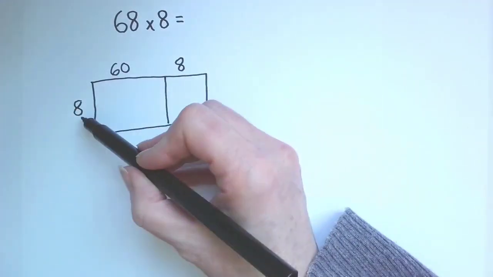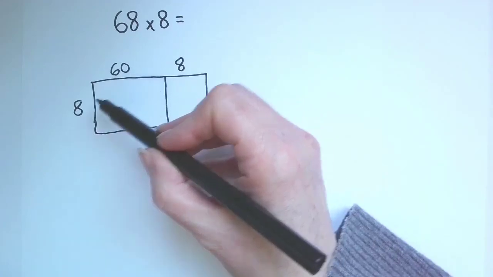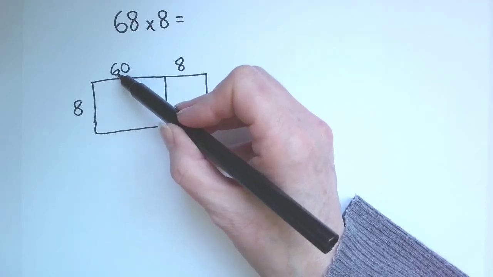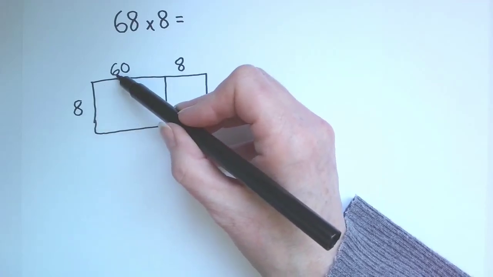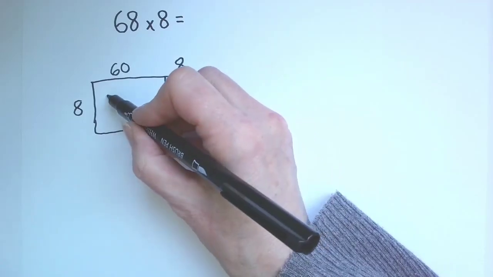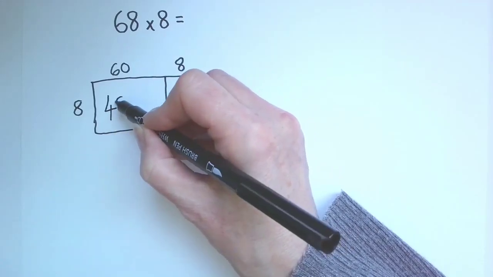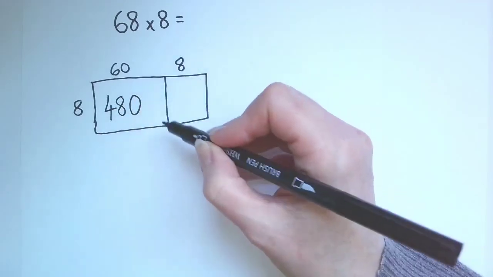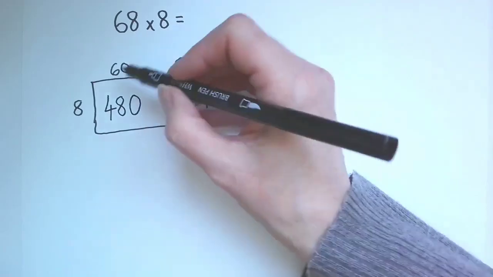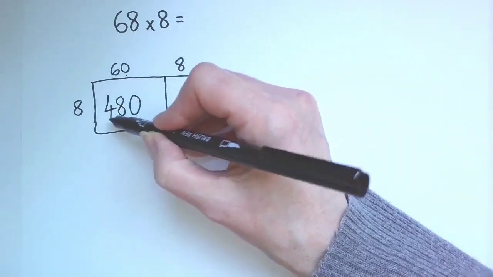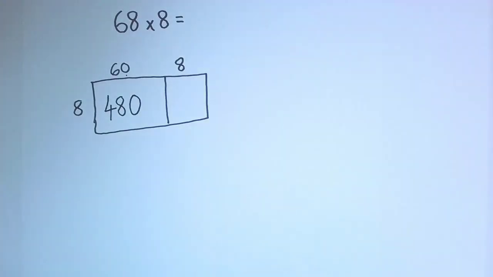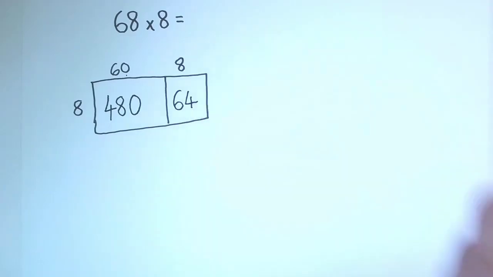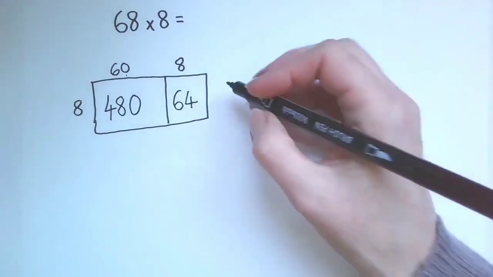So we know that we're going to multiply my 10s, 8 multiplied by 60. So 60 is 6 10s. So 8 multiplied by 6 is 48. So that would be 48 10s. There we go. So 480, because the answer is in my 10s place. And then 8 multiplied by 8 is 64. And now we need to add those results together.